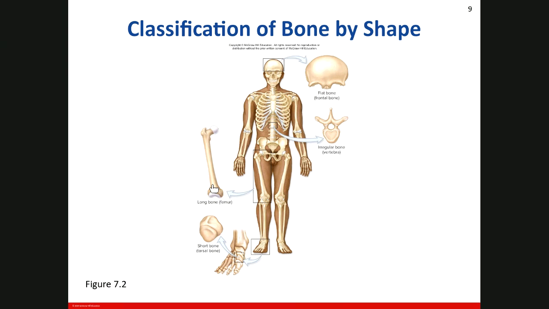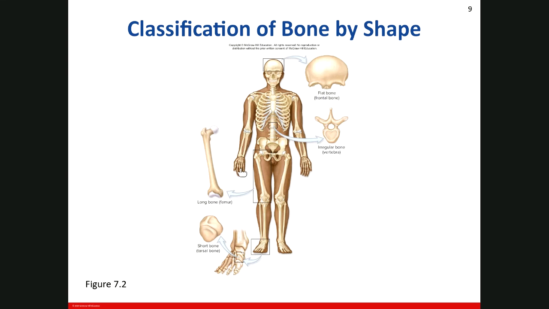Long bones are found in the upper limb, as you see here, and in the lower limb, all parts of our upper limb and also lower limb. Long bones vary in size. The small bones in the fingers and toes, which you can see here, are actually long bones.